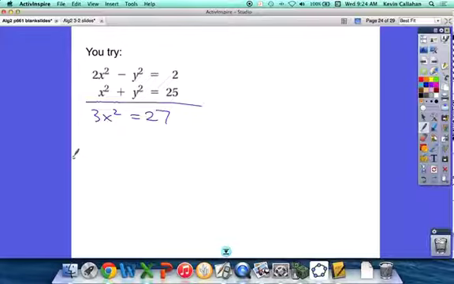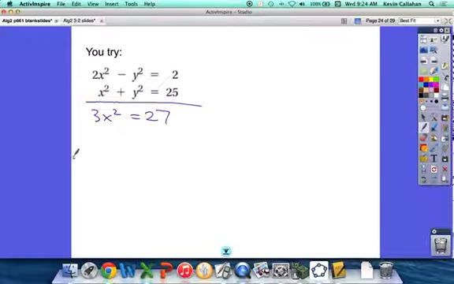So if you were just given that system right there, and you weren't told how to solve it, which way do you think would have been easier? This way or the substitution way? I think this is probably easier because it was already lined up and ready to go. So definitely, if you're given the choice, and on a test you might be, on the SOL you certainly are, then solve it any way you think is easiest.